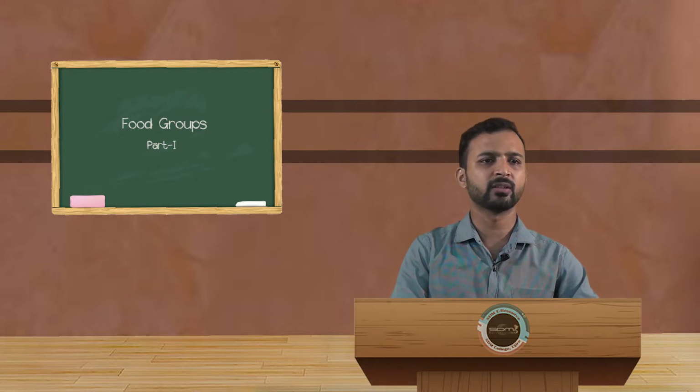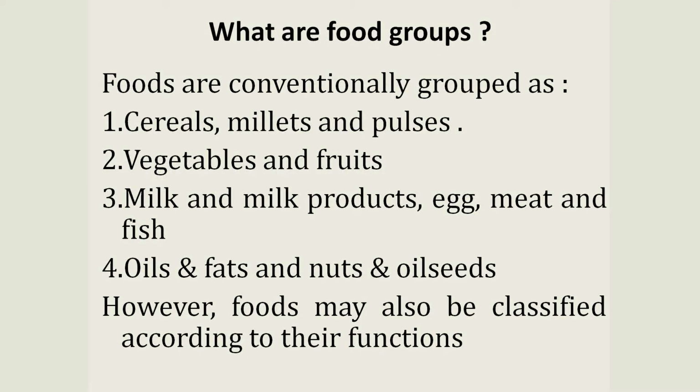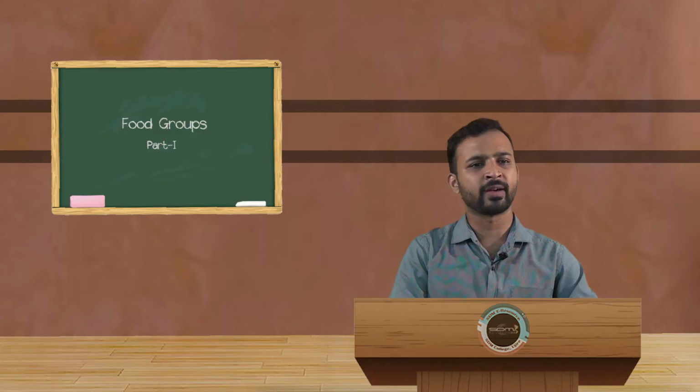along with a good source of protein. Vegetables and fruits, we know, give more vitamins and other nutrients. Milk and milk products give calcium, and egg and meat give a good value of protein, so they are categorized in one group. And oils, fats, nuts and oil seeds give a good and enough amount of fat.